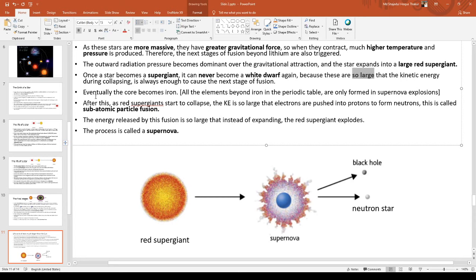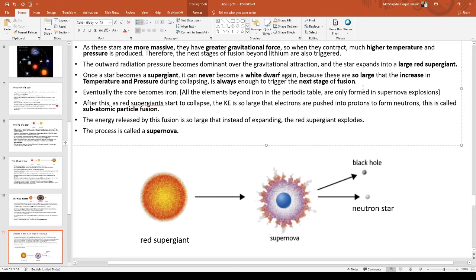that the increase in temperature and pressure during collapsing, because yes, kinetic energy is high, but the main point is temperature and pressure, is always enough to trigger the next stage of fusion, and then the next stage of fusion, and the next. So it's like that in these supergiants.